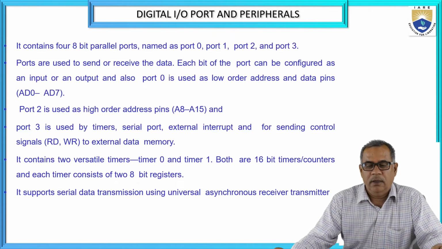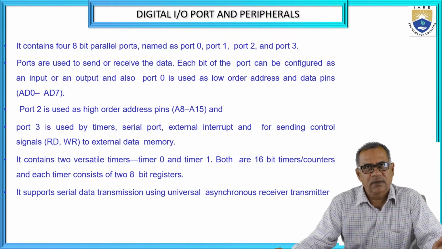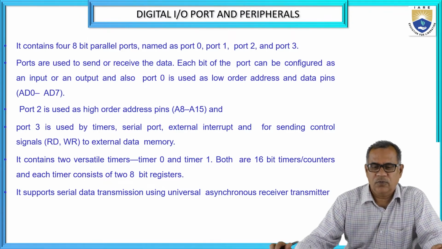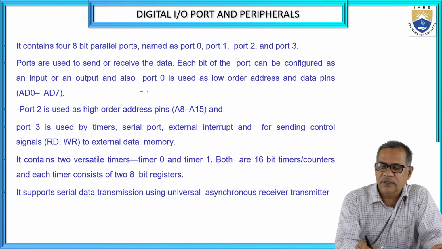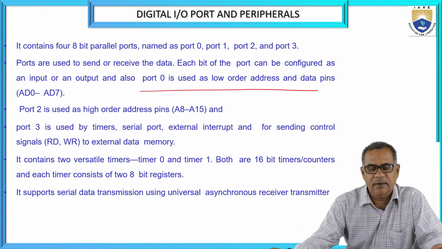Now let us discuss the IO ports and the peripherals. The 8051 microcontroller has four 8-bit parallel ports: port 0, port 1, port 2 and port 3. These ports can be used to send or receive data, and each port can be configured as an input or output port. Port 0 is used for the low order address and the data pins.